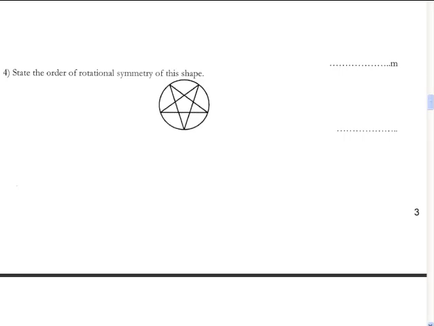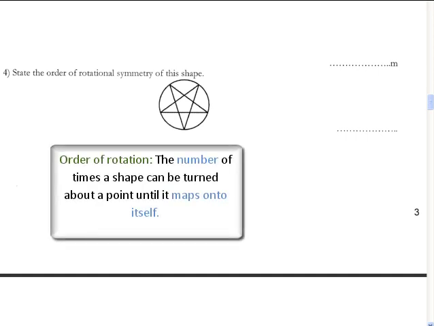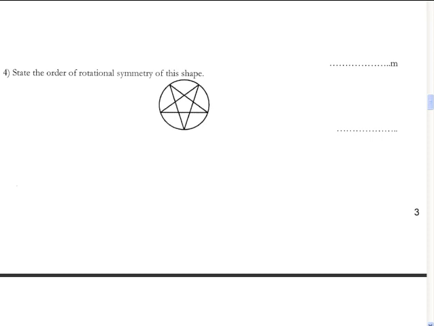Right guys, question 4. State the order of rotation symmetry of the shape. Now rotation symmetry is when you turn a shape round a point or a center to see how often it maps onto or fits exactly on top of itself. The number of times it does this is its order of symmetry. So the order of symmetry is the number of times that you can rotate a shape around a point and see how often it maps onto itself.